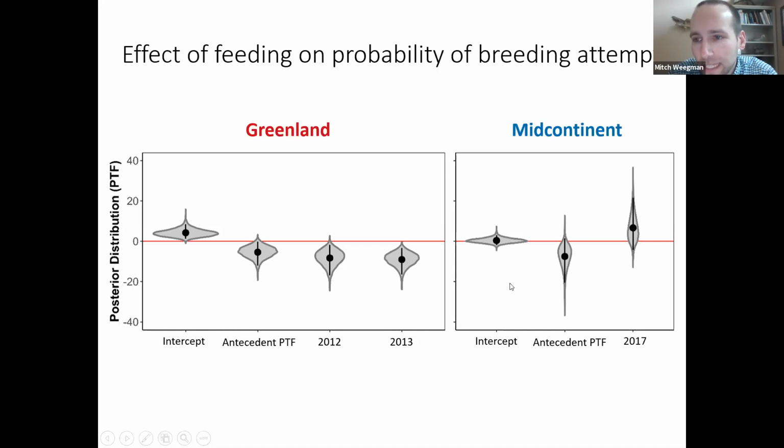If we look at the mid-continent birds, we also see a negative relationship in the proportion of time feeding and a positive relationship of 2017 relative to 2018. So we have some cool patterns developing here in the effect of proportion of time feeding on breeding, the probability of a breeding attempt.